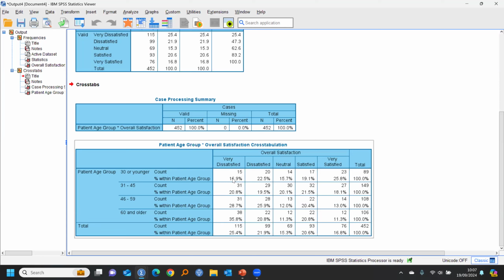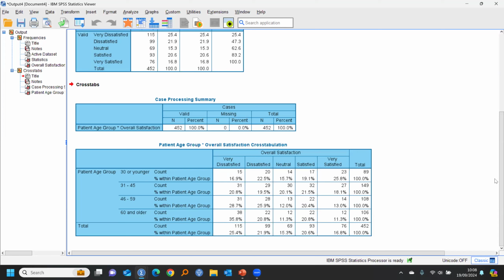And when we look at, say, very dissatisfied, the two extremes, and very satisfied, we can see that for younger people, the number of people who were very dissatisfied was 16.9%, 30 or younger, compared to 60 and over, where it's 35%, so more than twice as many. So looks like older people, as we move down through the age groups here, are more likely to say very dissatisfied, and they're less likely to say they're very satisfied. So clearly there seems to be an interaction here between age and overall satisfaction.